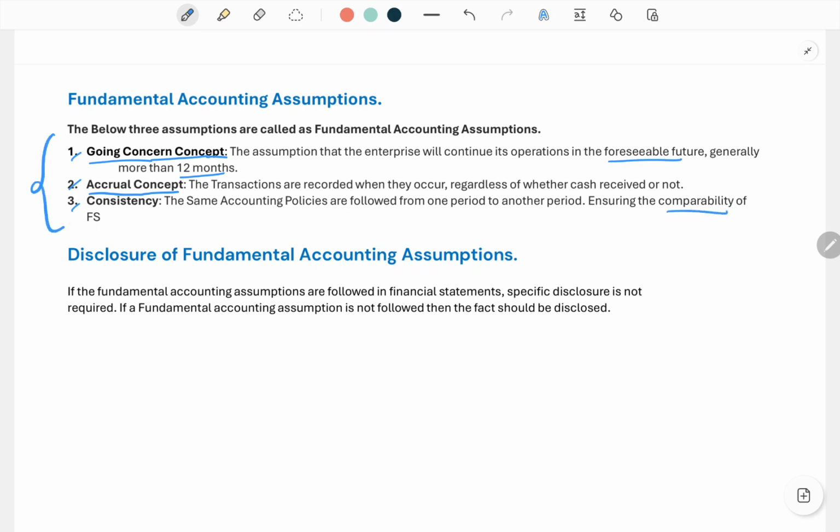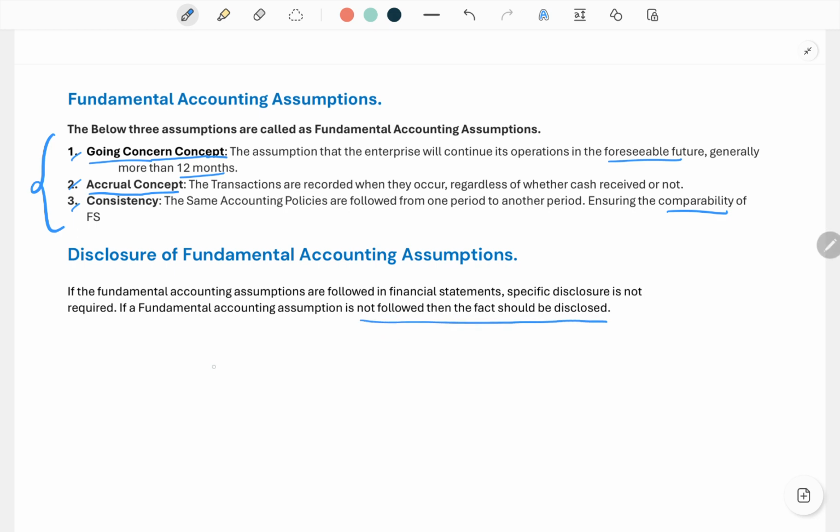If there is a change, you are going to disclose. So while preparing financial statements, it is generally assumed that these three fundamental accounting assumptions are followed. Going concern, accrual, and consistency are followed. That is the assumption. So when you are following these three assumptions, the company doesn't need to disclose that they are following. But if it is not following, then the fact needs to be disclosed.